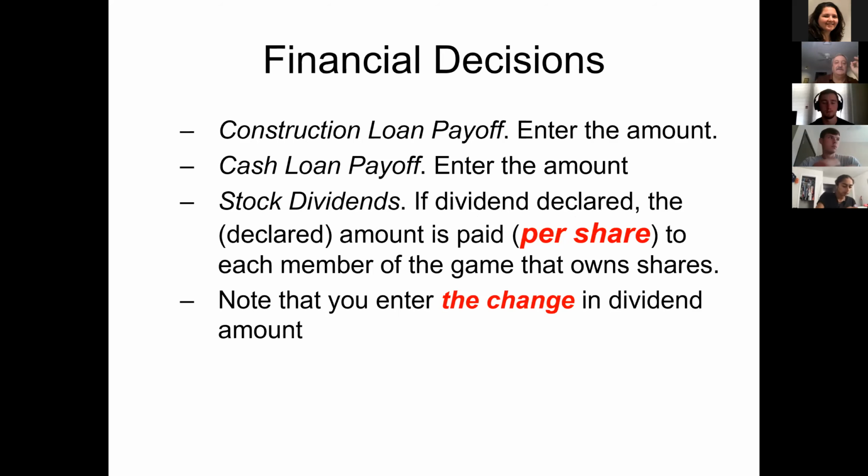Now, in the decision form, what you put in is the change in the dividend you want, right? So if you put in 10 cents, now you're going to pay 10 cents a share. If you leave it at 10 cents for the next period, it's going to increase your dividend by 10 cents. So it's now going to be 20 cents per share. So you enter in the decision form the change in the dividend that you want.